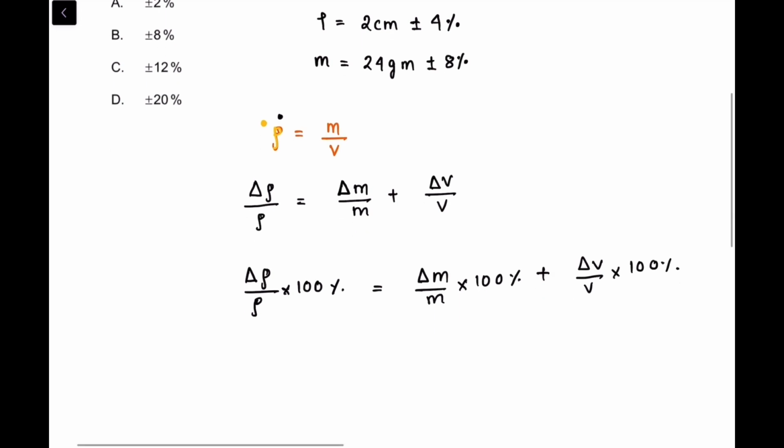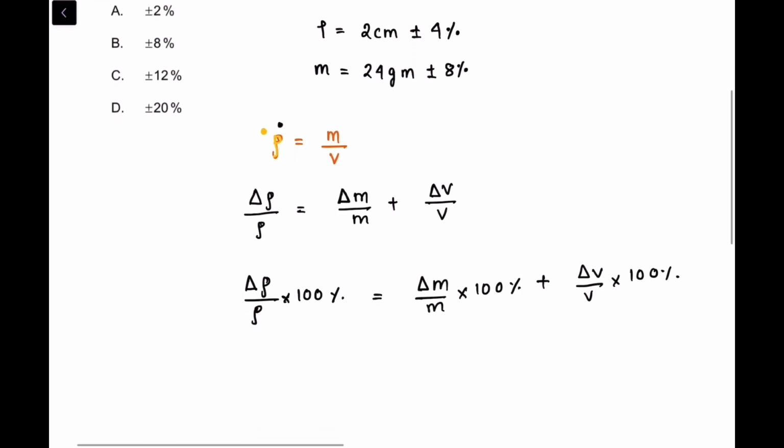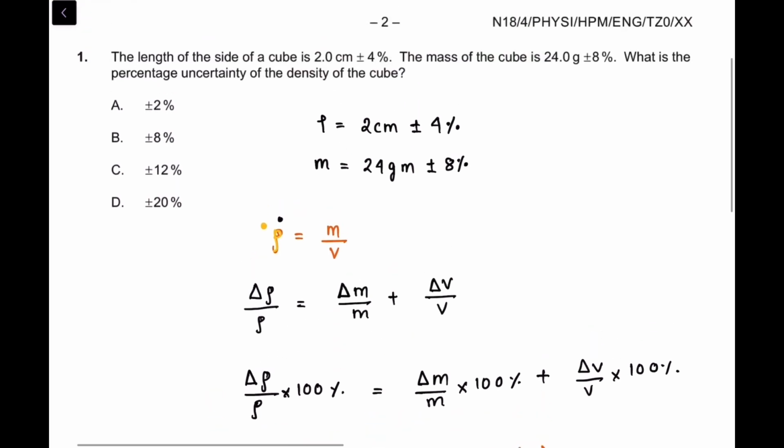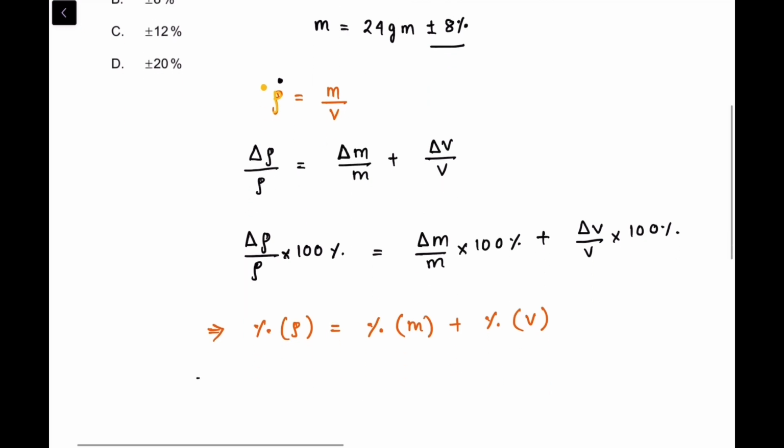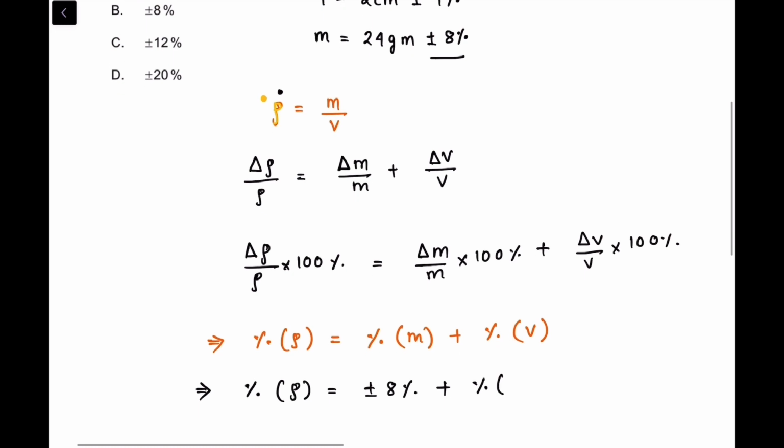Now what is delta rho by rho into 100%? This is actually the percentage error in density, rho. So this will be equal to the percentage error in mass plus the percentage error in volume. We know the percentage error in mass is plus minus 8%. So the percentage error in density will be equal to plus minus 8% plus the percentage error in our volume.